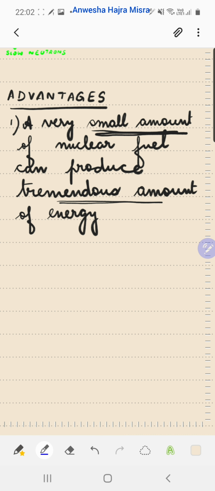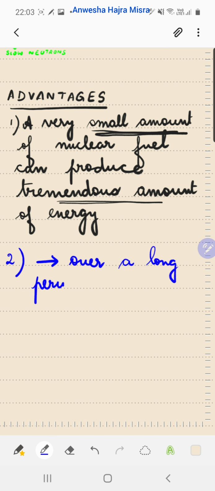Point number 2. Once the nuclear fuel is loaded, it continues to release energy over a long period of time.